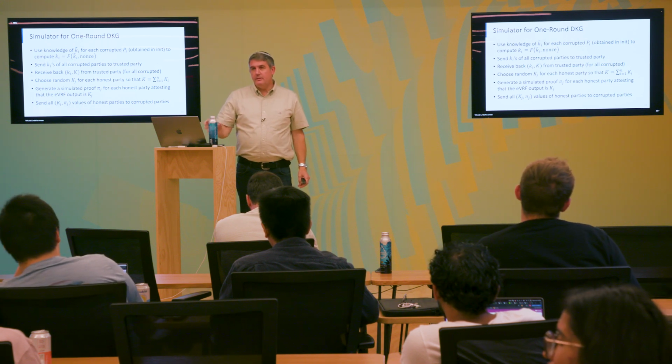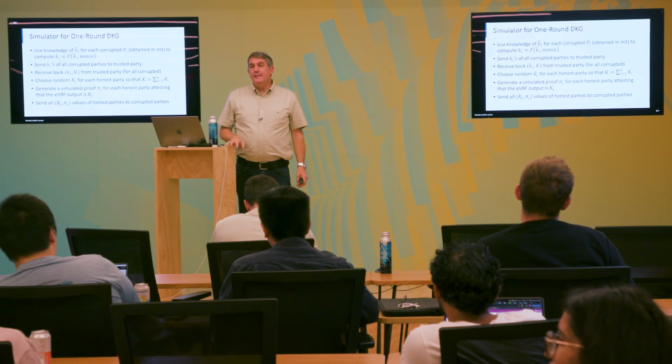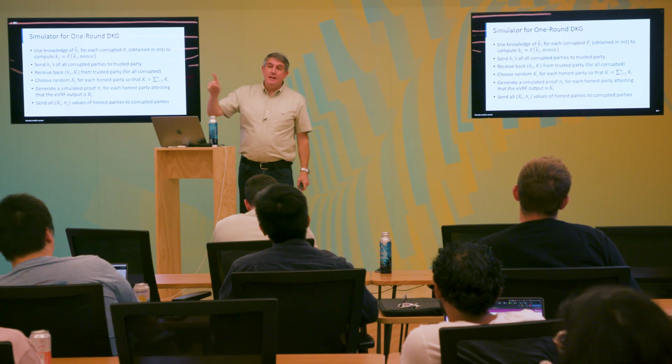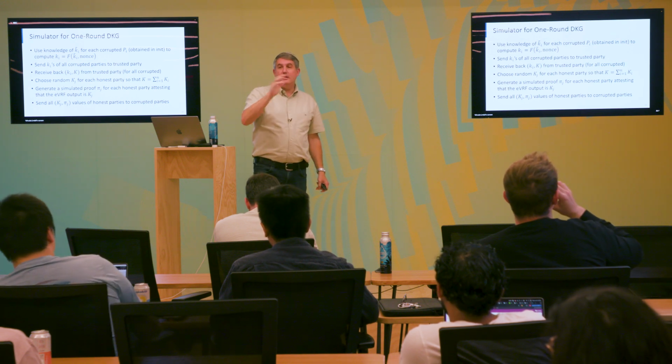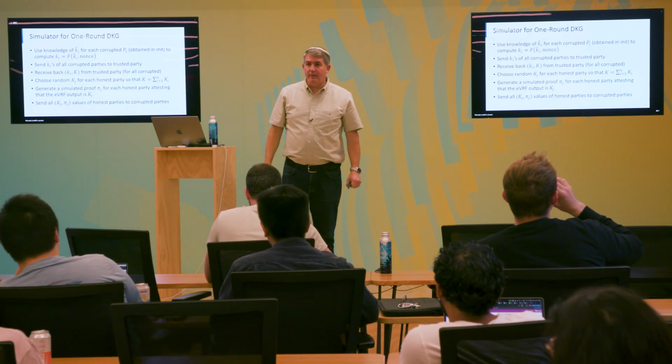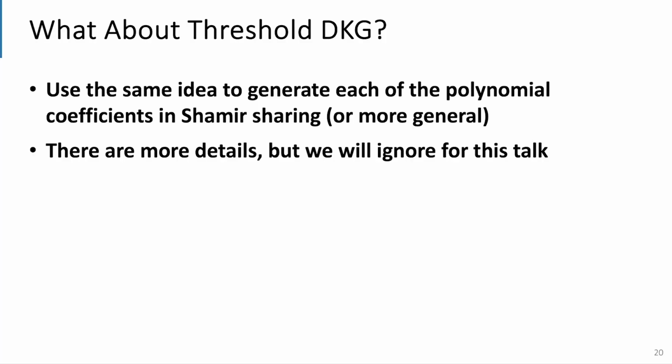I think you're pushing one round to the initialization, but this initialization is very generic. You do it once, and now you can generate millions of keys, each one using only one round. So what about threshold DKG? You can also do it.